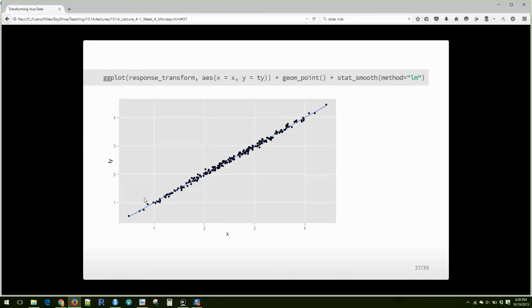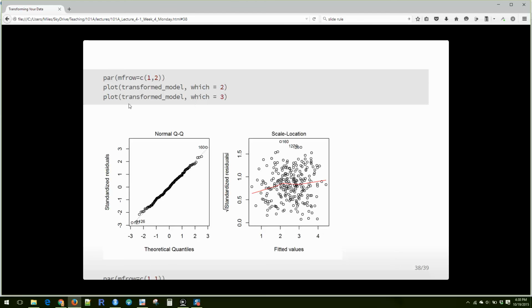Okay, we can then plot it, and that looks pretty good. And if we look at the QQ plot of the standardized residuals, this looks pretty good. And looking at the scale location plot, this also looks pretty good in terms of not seeing any kind of non-constant variance or patterns in our residuals here.